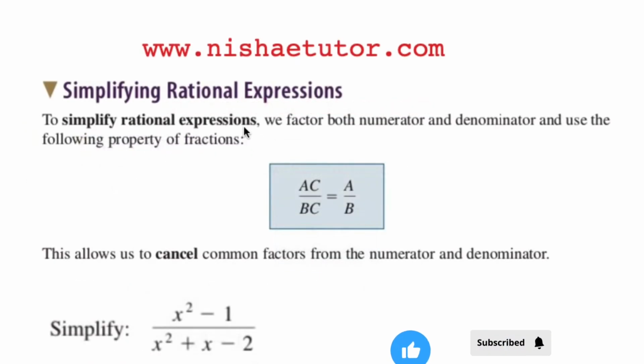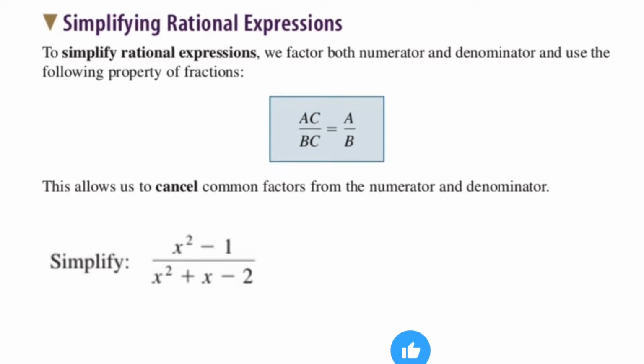To simplify rational expressions, we factor both the numerator and denominator and use the following properties of fractions. If the common factor is C, we can cancel it out and we get the answer A upon B. Okay, let's do this question.